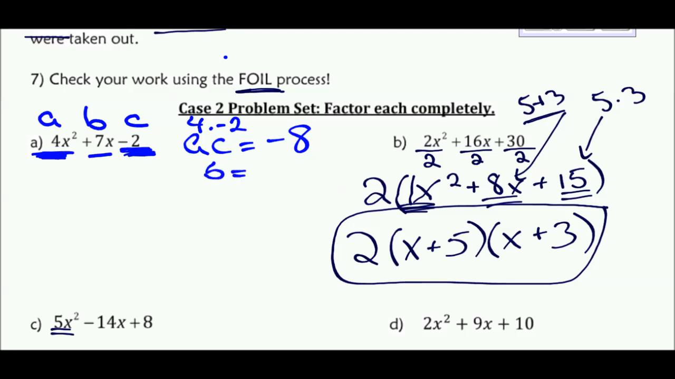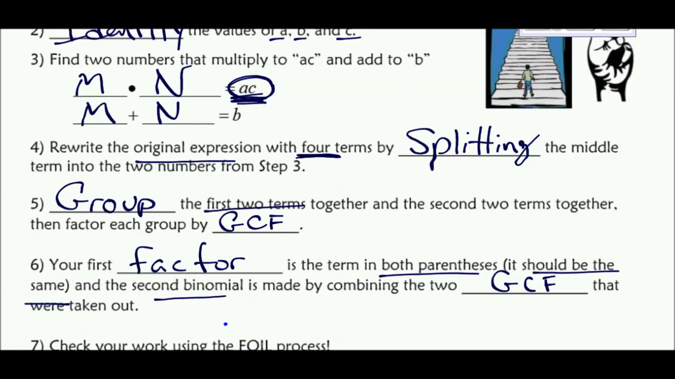What's the B here? 7. That's just the 7. This is the same thing that we were doing before. Now you're trying to figure out what's going to multiply to be negative 8, and add to be 7. What multiplies to give you negative 8 and adds to be 7? You multiply those together, you get negative 8, add those together, it would give you 7. So far, we've really only tackled the first 3 steps.